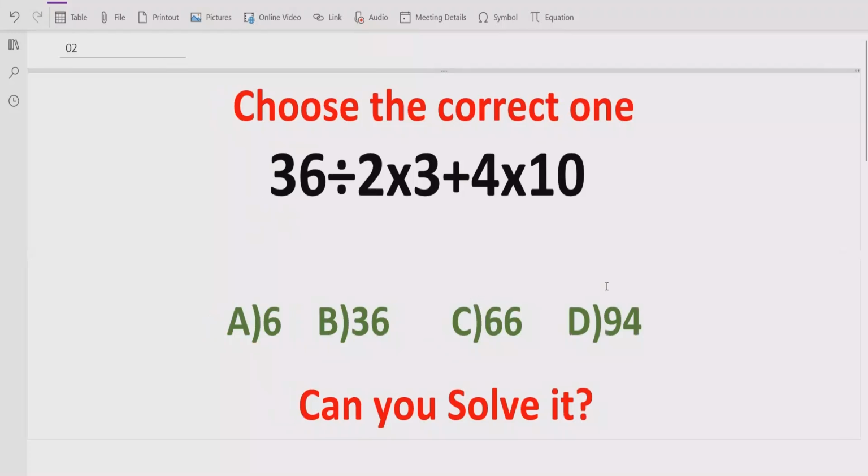Today we will solve another quiz which is related to an arithmetic expression. The quiz contains the basic operations: plus, multiplication and division. So we have to solve this quiz using the PEMDAS and BODMAS method and find out the correct answer. In the answer list we have four answers. A is 6, B is 36, C is 66 and D is 94. So let's see after solving it which answer is correct.